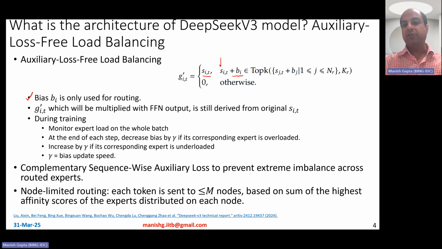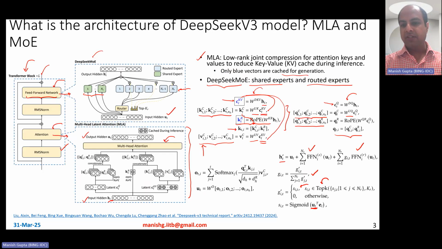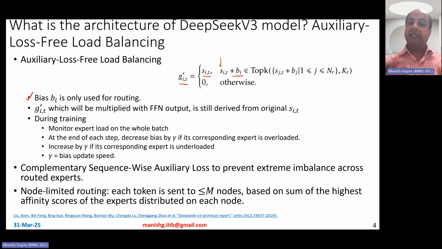When you are going to use this gate value and multiply it with the FFN, the feed-forward network output, as you can see here, this multiplication is still done with the gate value without this dash, in the sense with the gate value without BI. It's just done based on SIT. So why is this BI there and how is it used?